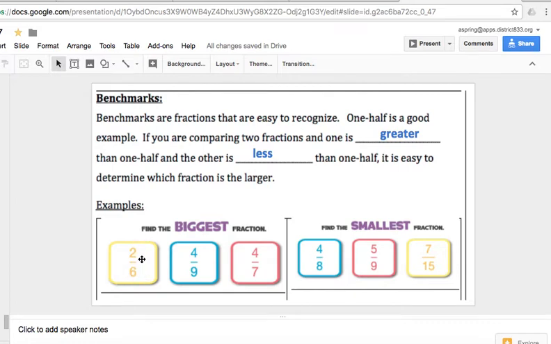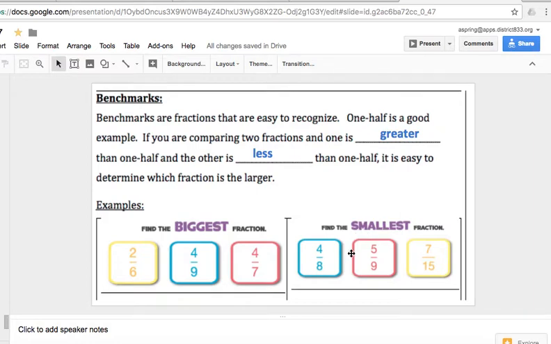2/6 is less than 1/2 because 3/6 would make 50% or 1/2. 4/9 is also less than 1/2 because 4/8 would be exactly 1/2, but this is 4/9, which is a little bit less. And 4/7 is more than 1/2 because half of 7 is 3.5, and 4 would be more than that. So the biggest fraction is the one that's greater than 1/2. These two are really close, but this one's larger than 1/2, so I know that it's bigger.